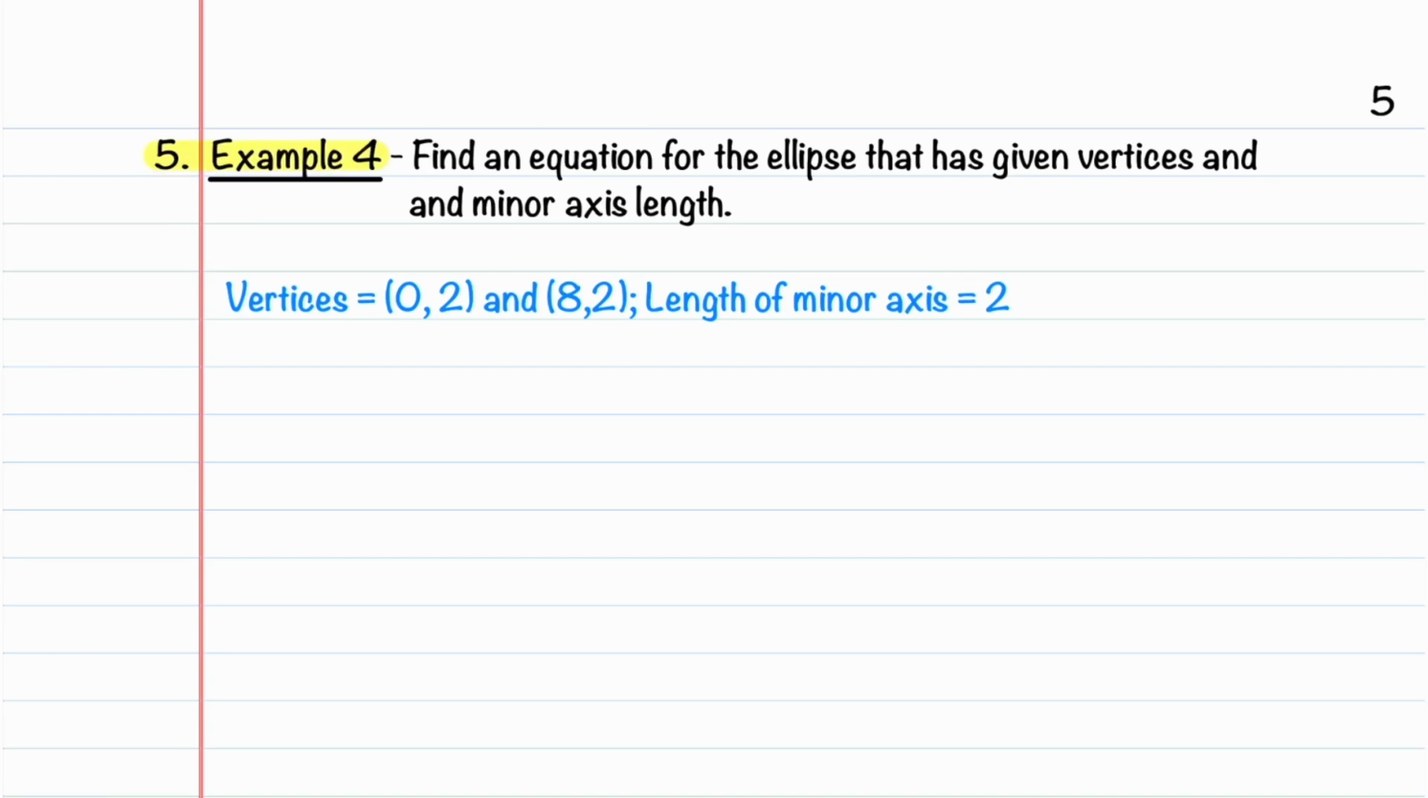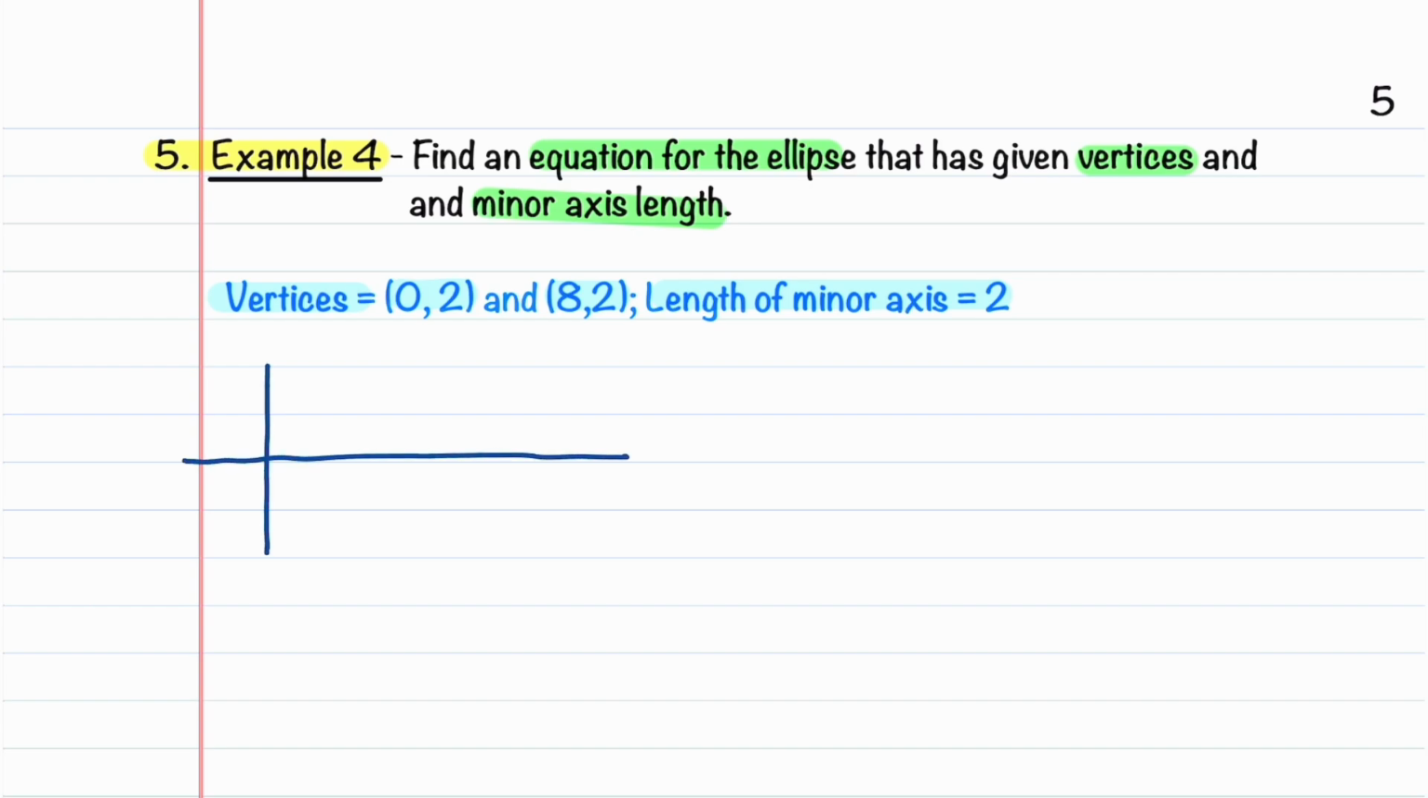In example 4, we are going to find an equation for the ellipse, and we are given vertices and minor axis length. The vertices are (0, 2) and (8, 2), and the length of the minor axis is equal to 2. In order to write down our equation, we need to first know where the center of the ellipse is. I'm just going to make a quick sketch, and let's go ahead and put down the vertices.